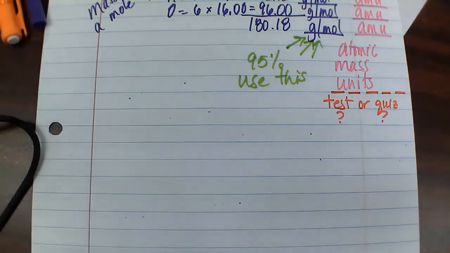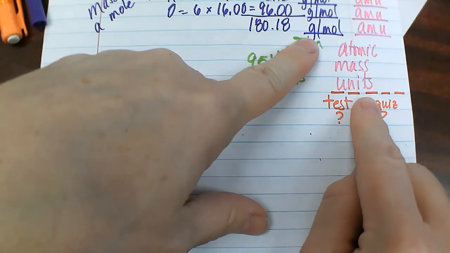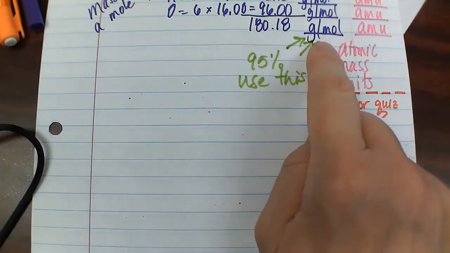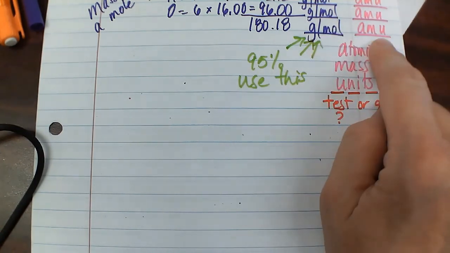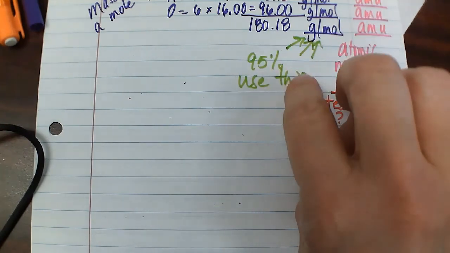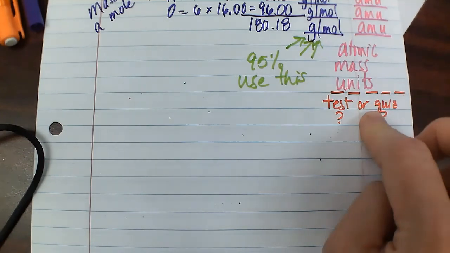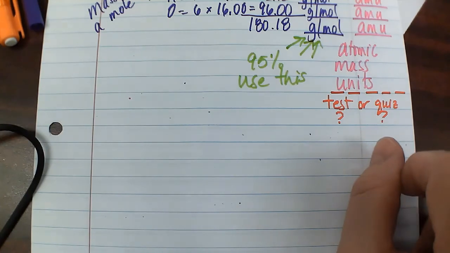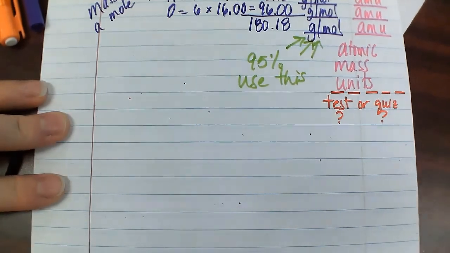Okay, so Diego, to answer your question again, how do I know whether I use grams per mole or atomic mass units? If it's asking for molar mass, grams per mole. If it's asking for formula mass, AMU. 95% of the time it will literally be this. The only time this is going to be like a test question, like what's the formula mass for glucose?